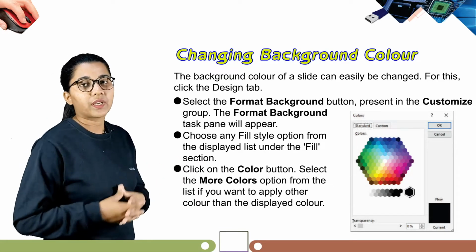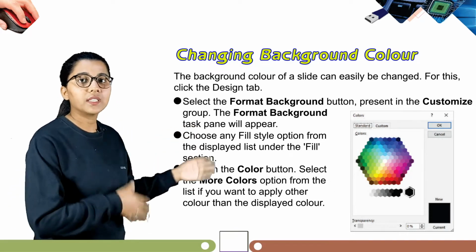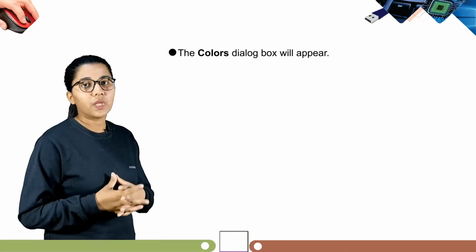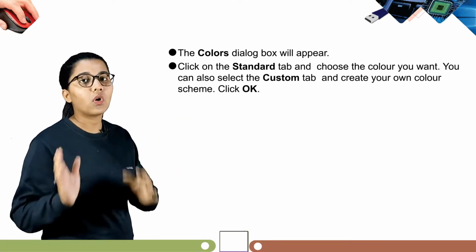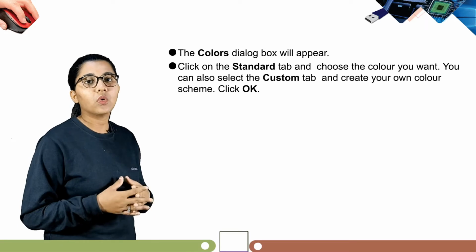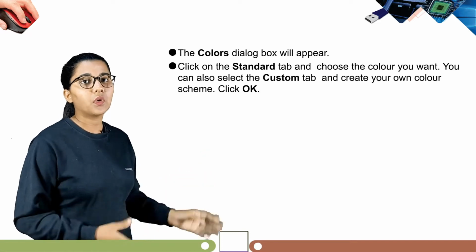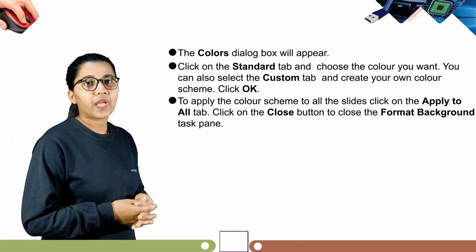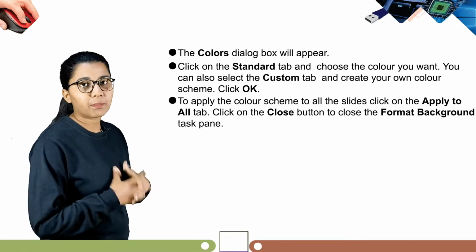Next, click on the color button. Select the more colors option from the list if you want to apply other colors than the displayed colors. Next, the color dialog box will appear. Click on the standard tab and choose the color you want. You can also select the custom tab and create your own color scheme. Then click OK. To apply the color scheme to all the slides, click on the Apply to All button. Click on the Close button to close the Format Background task pane.